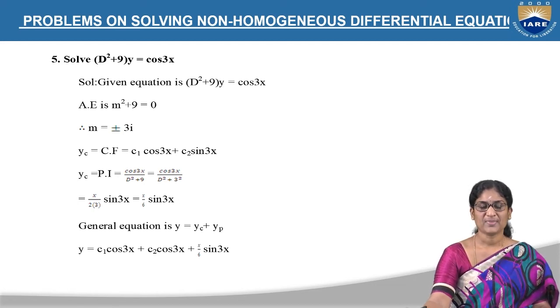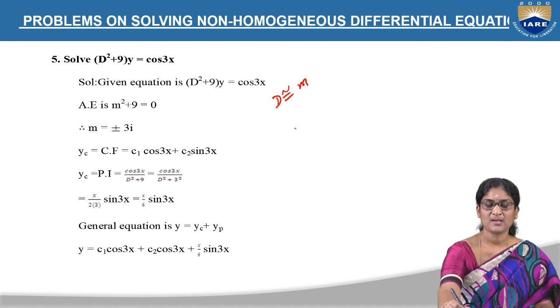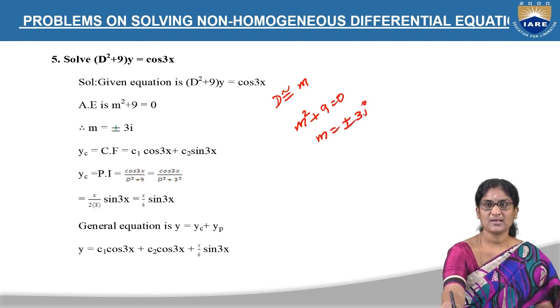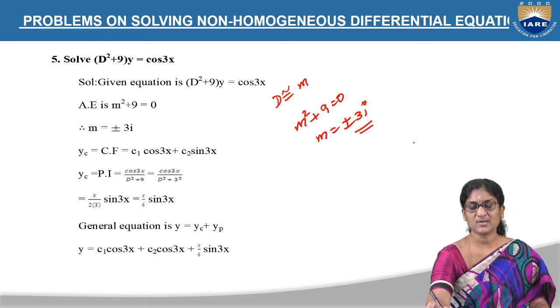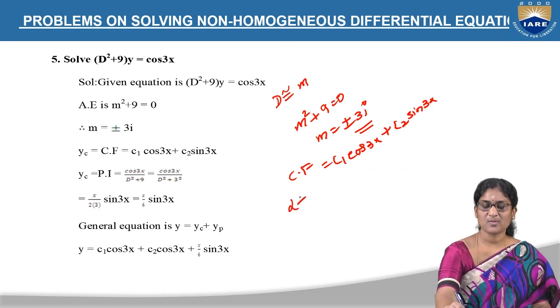As usual, the complementary function is obtained by replacing D by the constant m. So I get m square plus 9 is equal to 0, or m is equal to plus or minus 3i, and in this case I got a complex value as a root. Therefore the complementary function is given by c1 cos 3x plus c2 sine 3x. Whenever you get a complex number as a root, complex roots always appear in conjugates.